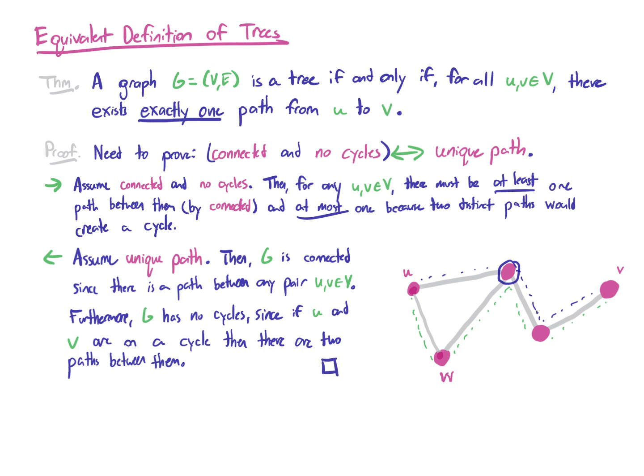So this proof shows us that I can define a tree in one of two equivalent ways. One appropriate definition is that a tree is a graph that is connected and contains no cycles. A second appropriate definition is that a tree has the unique path property. For every pair of nodes, there is precisely one path between them. And I can use either of these definitions when I am reasoning about the structure of trees.